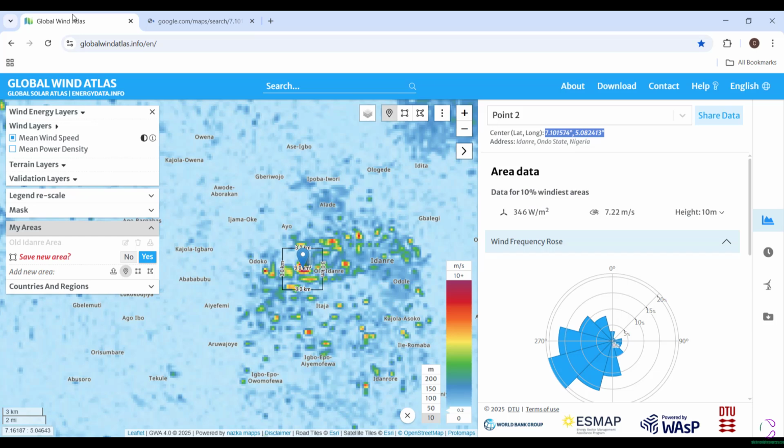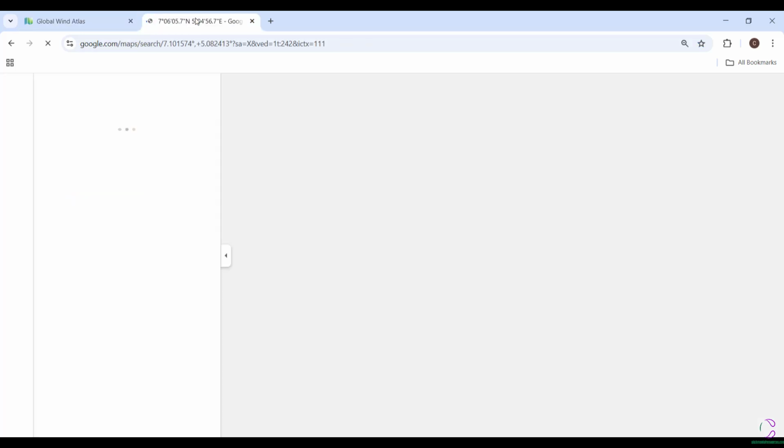So 7.22 meters per second at 10 meter height. So the direction of the wind is mostly southwest in Idoren, Ondo State.